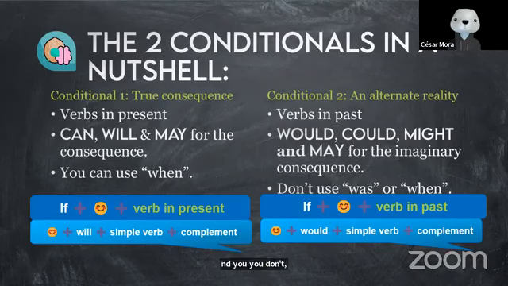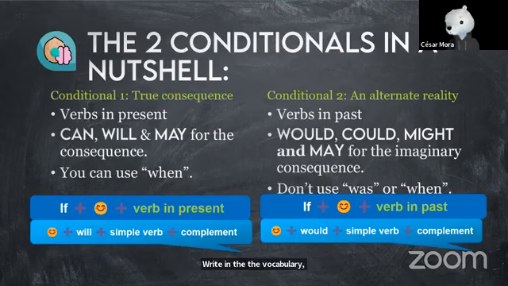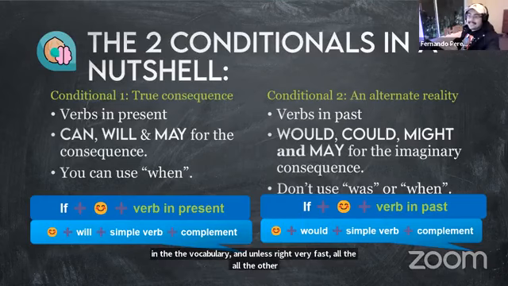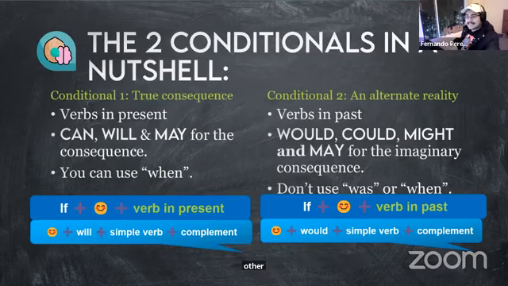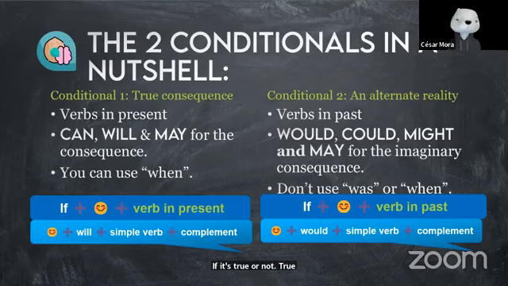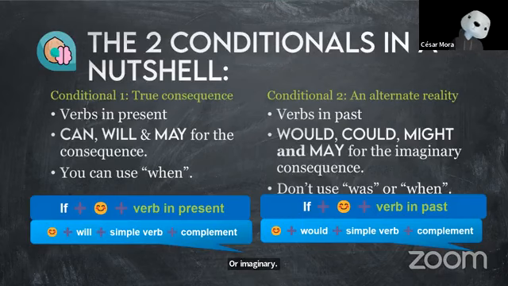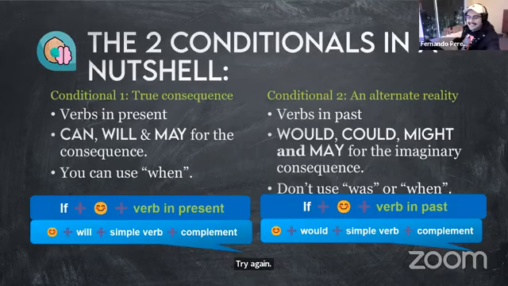You don't write in the vocabulary unless you write the verb in past or the other formula. It's because it depends. It depends on your context. You select if it's true or not true, or imaginary. Okay, try again.